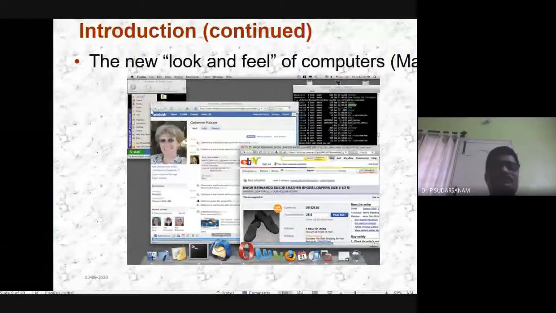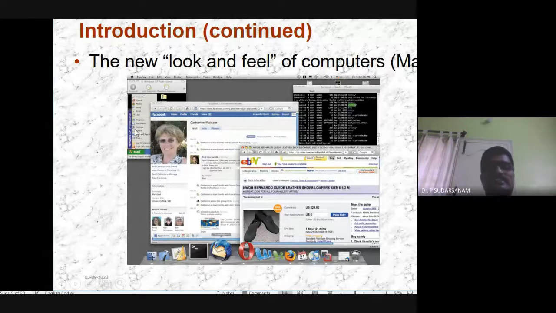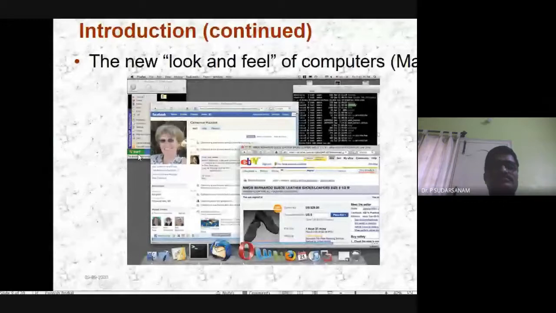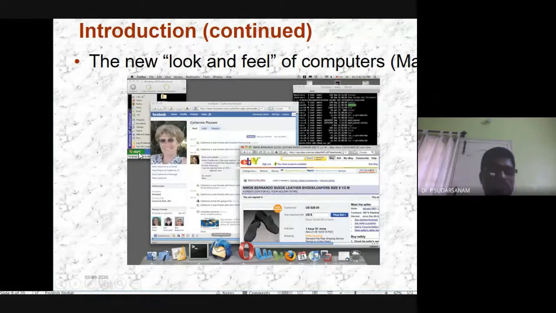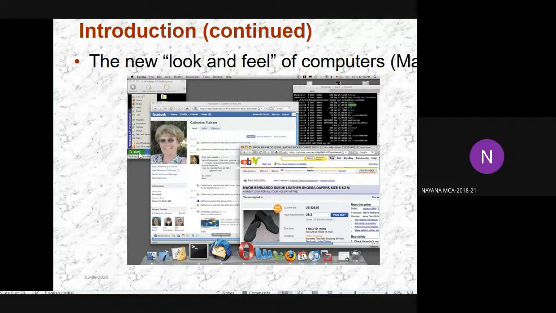So leftmost from your hand, what are you seeing? What is there in that? Can you see Start? Start is visible, sir. That means when you use the system with a mouse, you can click, and if you click that, it will come up. All the applications that are available are shown. That is one.